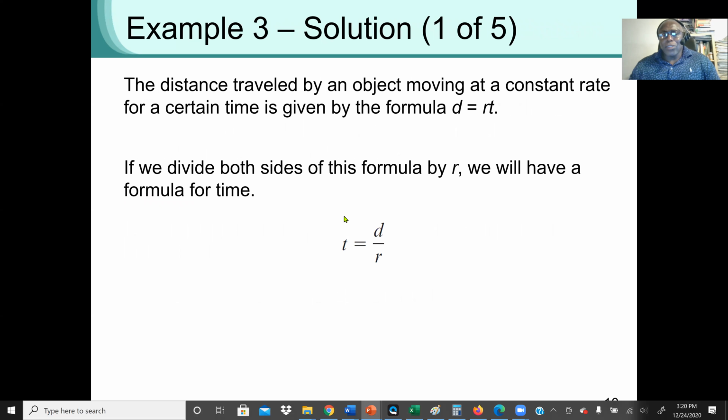Now we should know the formula for finding, again, this is speed and time. So we should know the formula for finding the distance. Distance will be the rate times time, which is the speed times time. So to look for time, it will be distance over the rate, or over the speed.